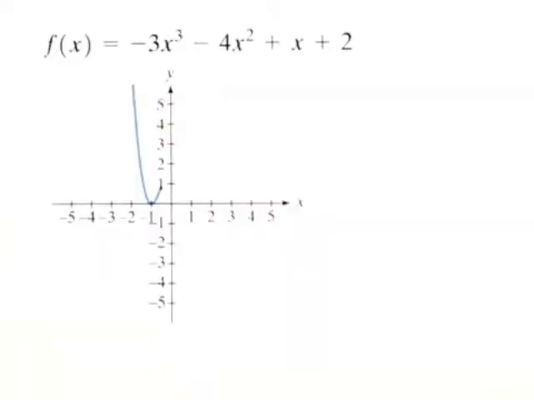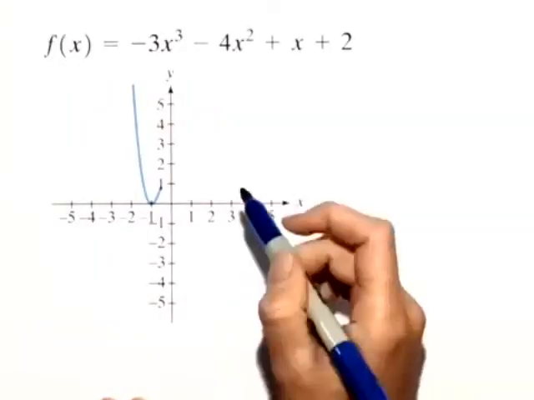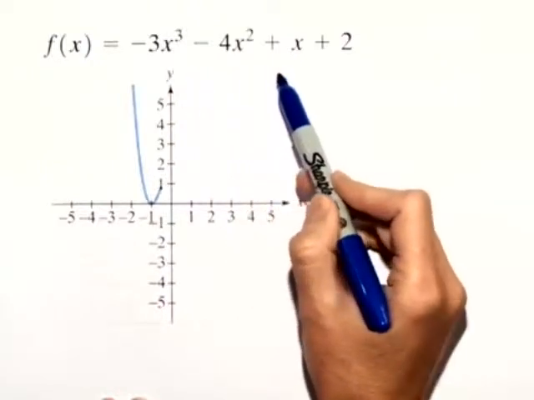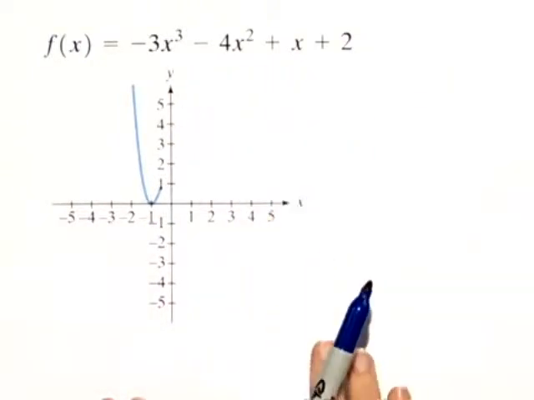For this example, we're given a partial graph of a polynomial function. We're asked to find all the zeros of the polynomial function and then complete the graph. So let's take a look. We have the function f of x equals negative 3x cubed minus 4x squared plus x plus 2.